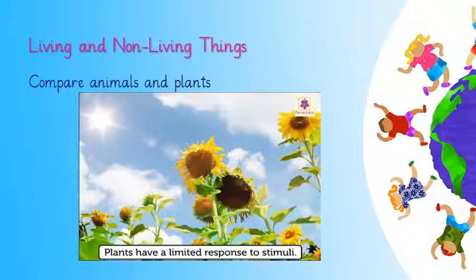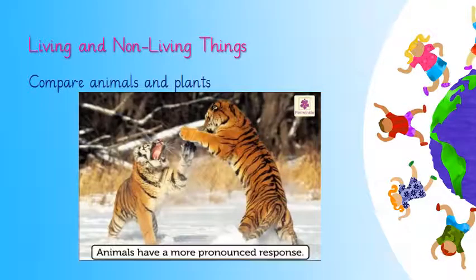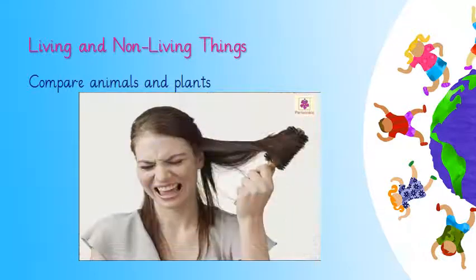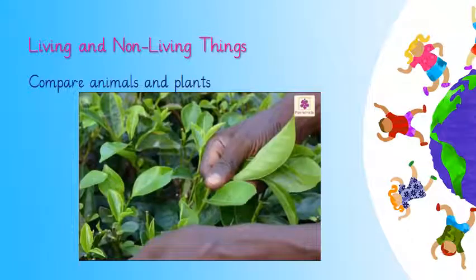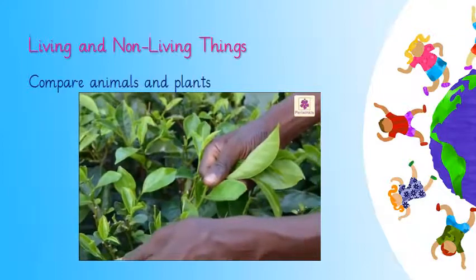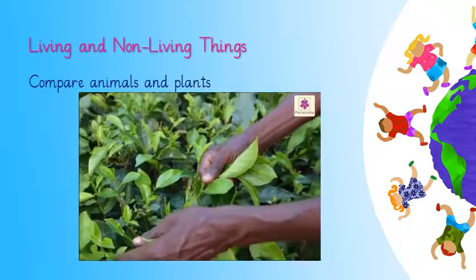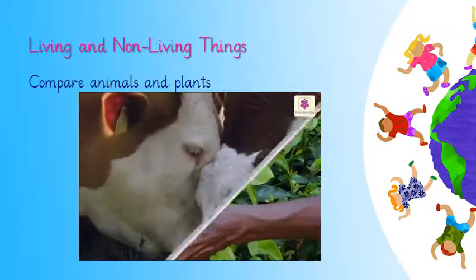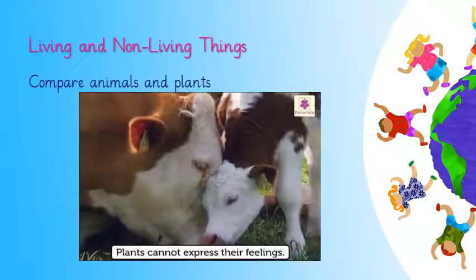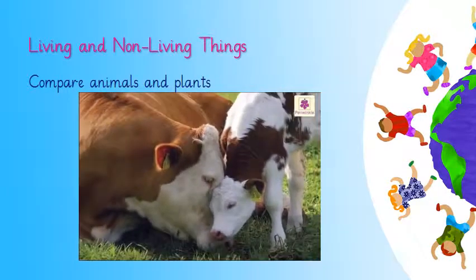4. Plants have a limited response to stimuli. Animals have a more pronounced response. When you pull a hair from your head, it hurts. You say, ouch. When you pluck a leaf from a plant, does the plant say, ouch? No. Even if the plant is hurt, it cannot express its feelings the way animals can.